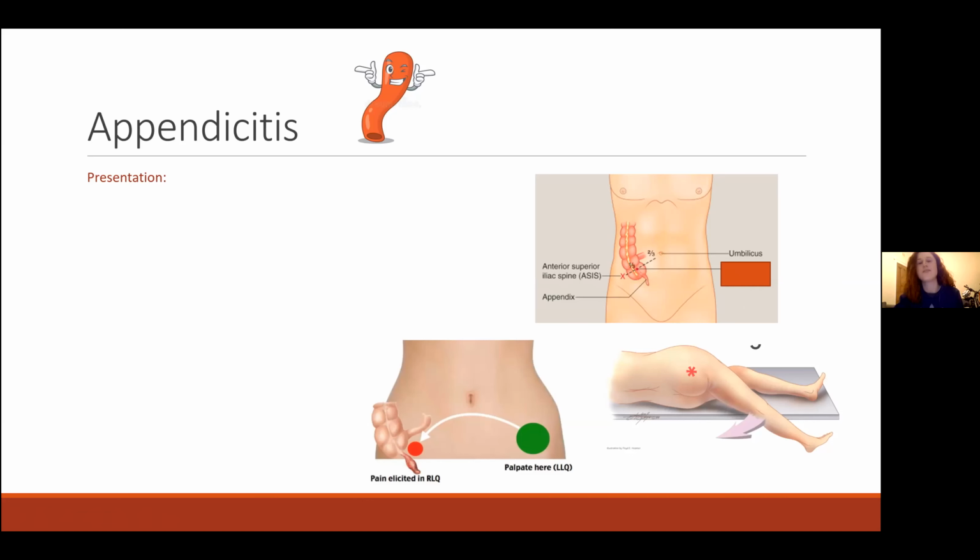McBurney's point. Yeah. So McBurney's point is 1/3 from the anterior superior iliac spine towards the umbilicus. So this is where the tip of the appendix is located in a normal appendix, and it's where it's most painful in appendicitis. Okay, so then can anyone tell me what the bottom left picture shows?